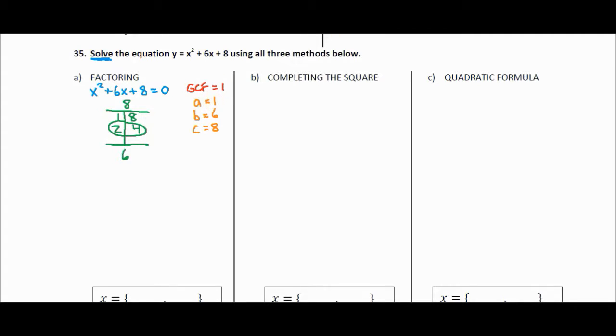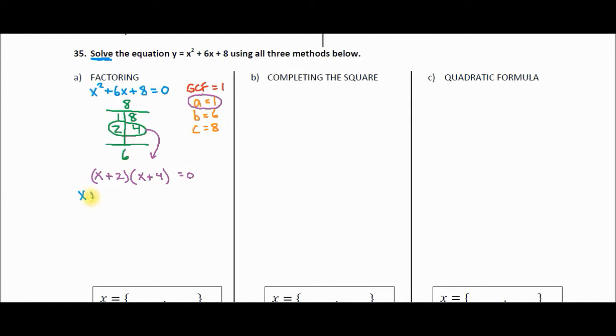And here's the good news. We have a value of A which is 1. That means we can go directly to our factored form, which is going to be x plus 2 times x plus 4 equals 0. So the 2 and the 4 became our numbers that are inside of the binomials. And now we can go ahead and figure out what our solutions are.